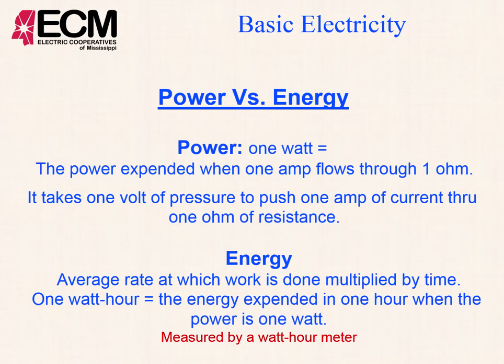Energy is the average rate at which work is done multiplied by time. 1 watt hour is the energy expended in 1 hour when the power is 1 watt, measured by a watt hour meter. That's actually what we charge for. If we have 1 amp going through 1 ohm of resistance for an hour, that would be 1 watt hour. Whatever our rate for that is, that's what we would charge for it. The meter keeps up with all that for us.